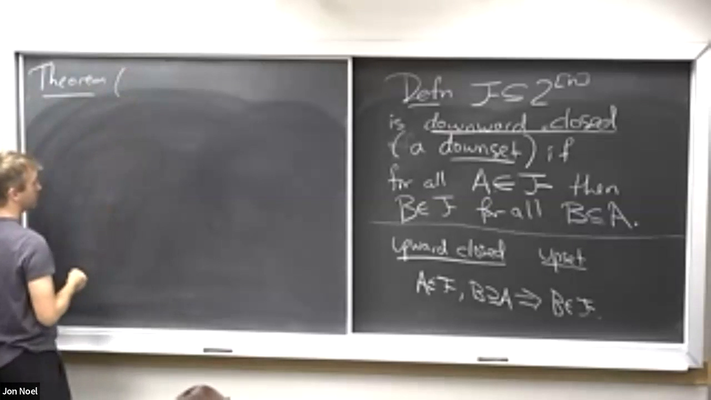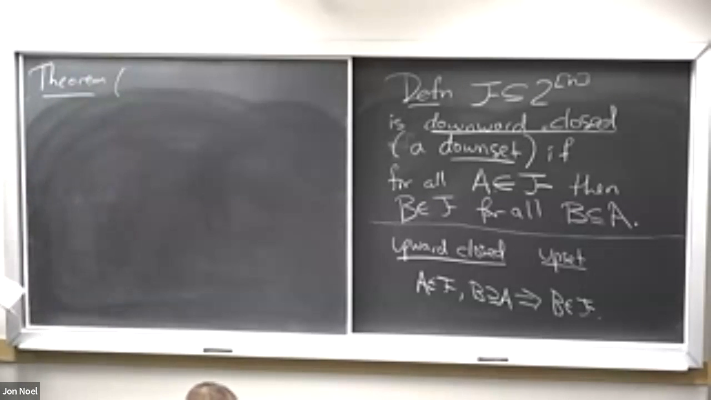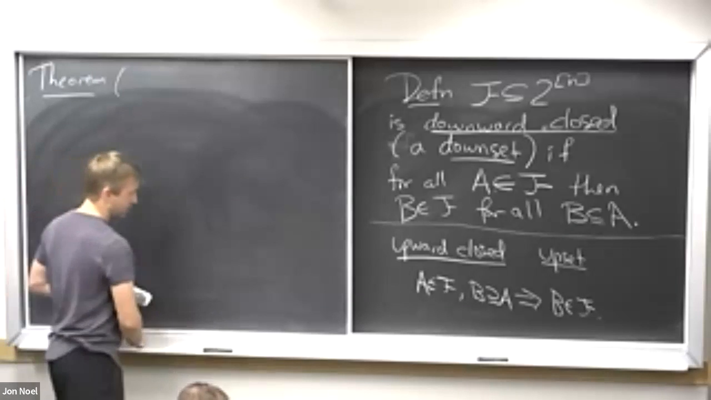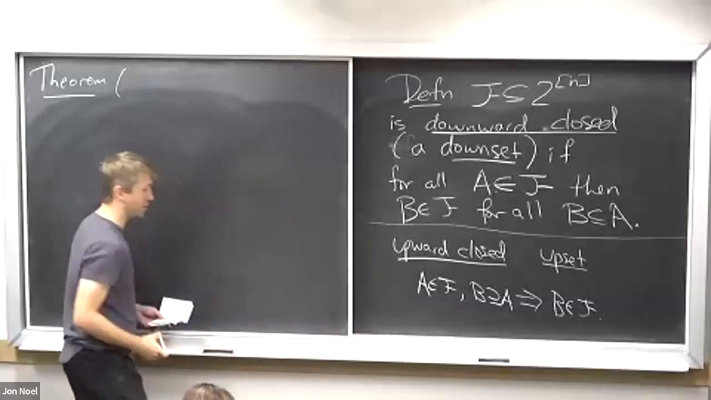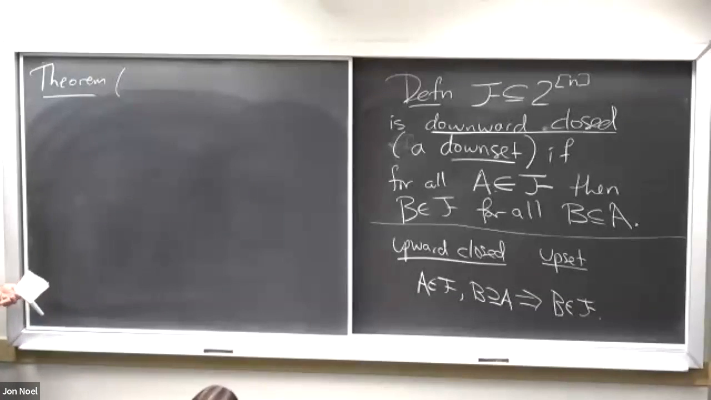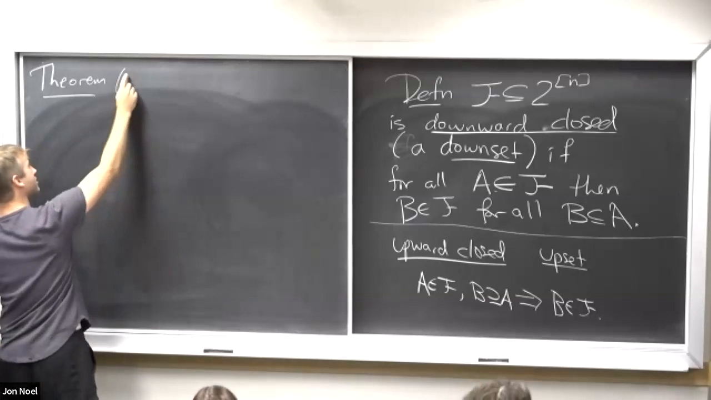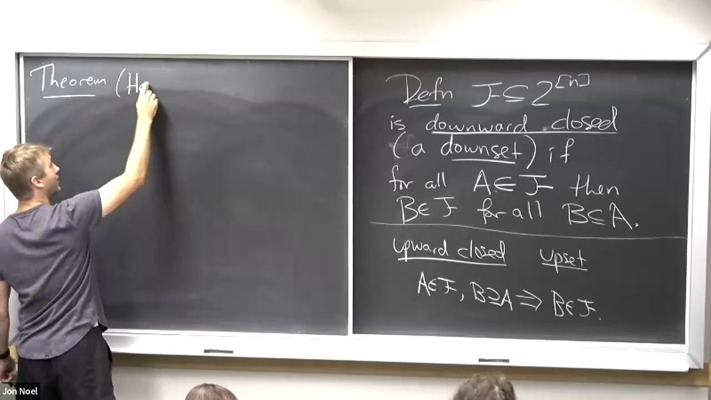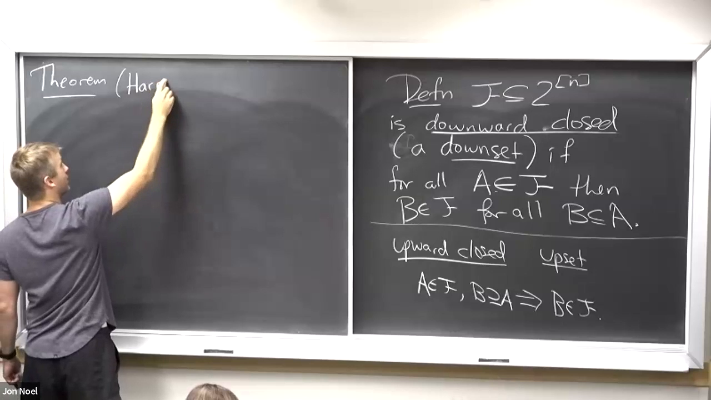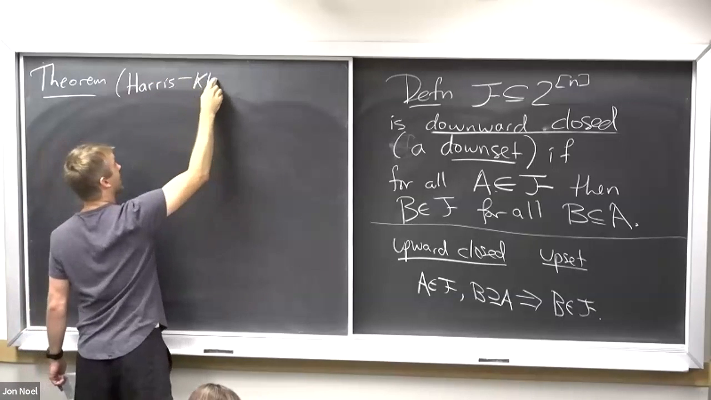Something which goes by many different names. If you're a probabilist, you probably call it Harris's inequality. In combinatorics, people might call it Kleitman's inequality. It probably has other names as well. So I'm just going to say both people are right and call it the Harris-Kleitman inequality.